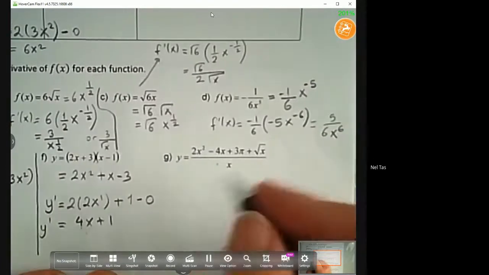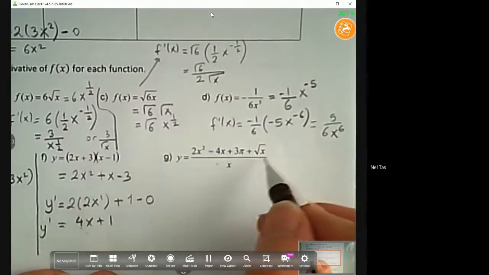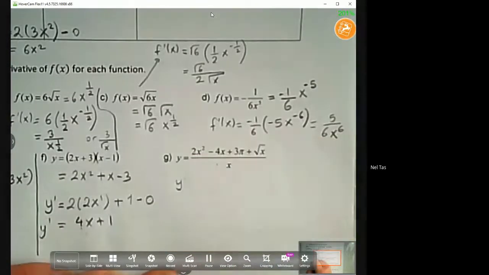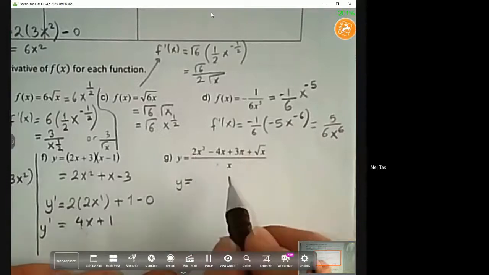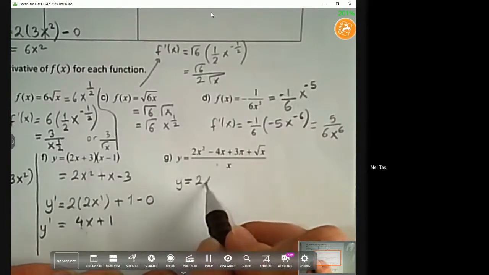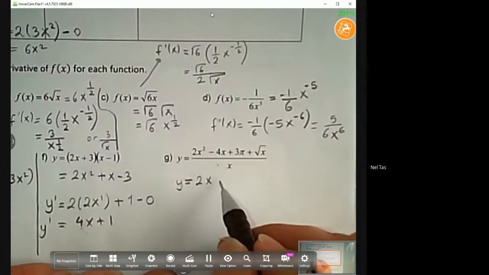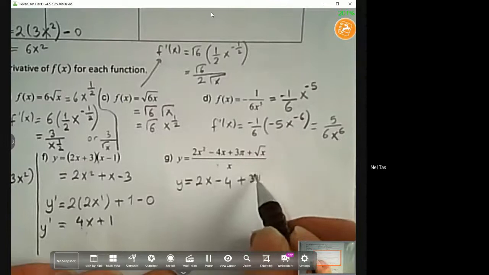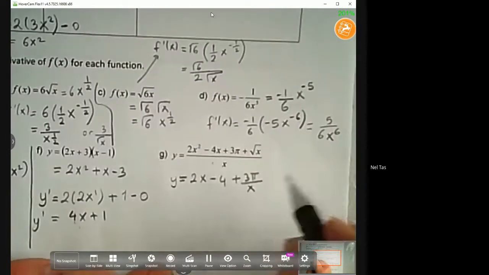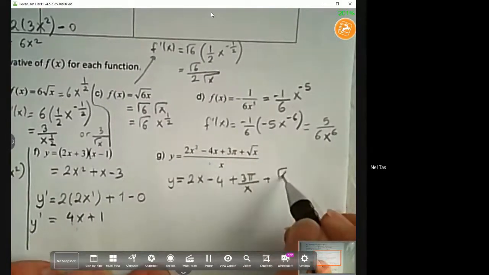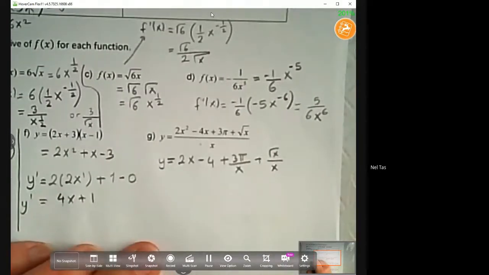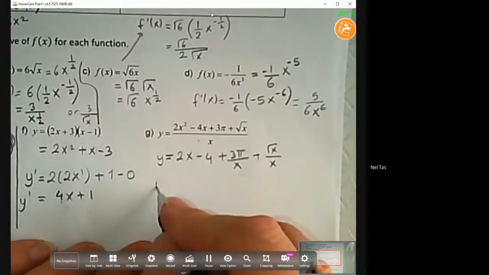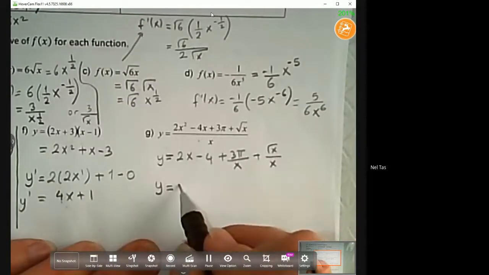Therefore, we are going to divide each term by x first before we take the derivative. So 2x squared divided by x gives you 2x. Negative 4x divided by x, negative 4. 3 pi divided by x, 3 pi over x. And you have square root of x divided by x. So I am going to simplify these two terms again before taking the derivative. Okay, so 2x minus 4.